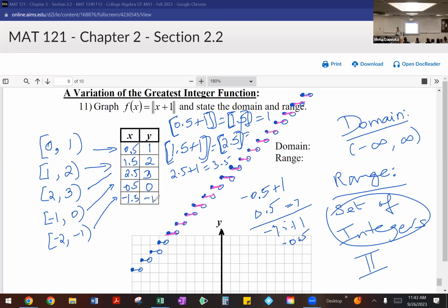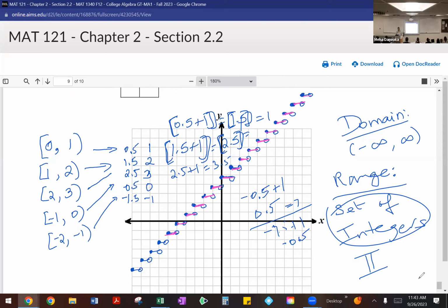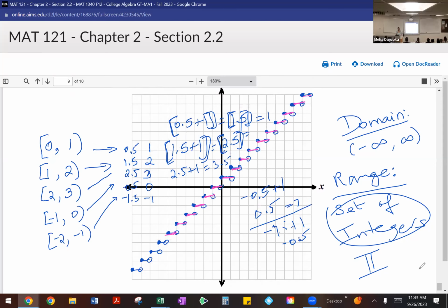So what's basically going to happen is you can see with that adding of 1, our steps actually got moved up 1 level vertically. So if we try to write this between 0 and 1, we should be on 1. Between 1 and 2, we should be at 2.